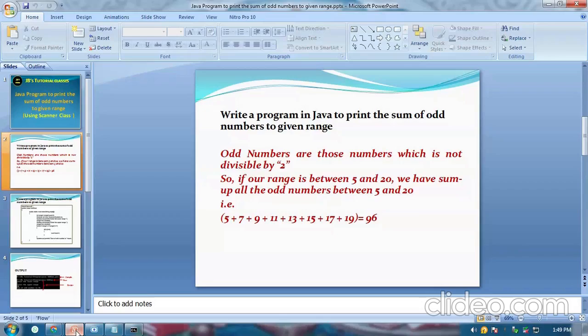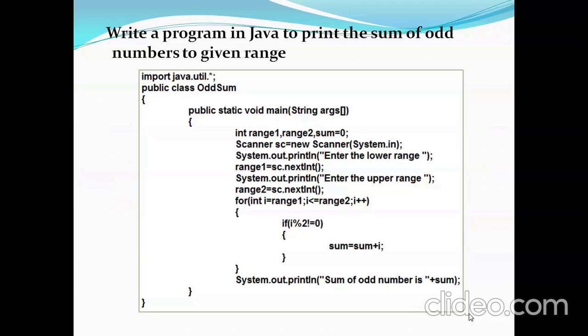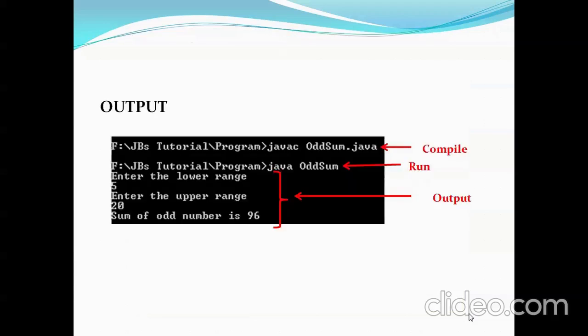Fine. So the same program I have shown in this slide also, so you can go through this program. Here the lower and upper have been written as range 1 and range 2. That is, range 1 will be the lower range and range 2 will be the upper range. Then we add up all the numbers between the particular range. This is the way how we can compile and execute a program. For compilation, we have to write javac, then the file name .java, and for executing, we have to write java, then the file name without extension, without .java.